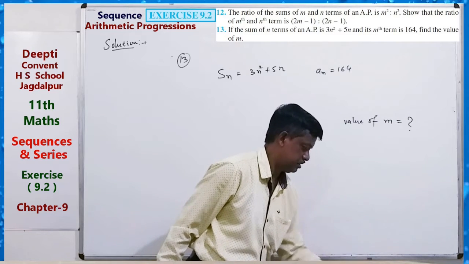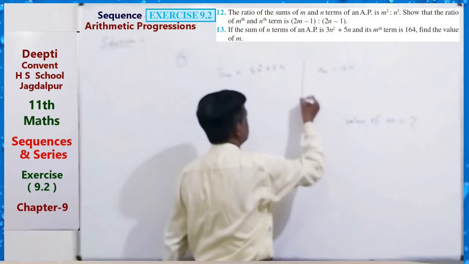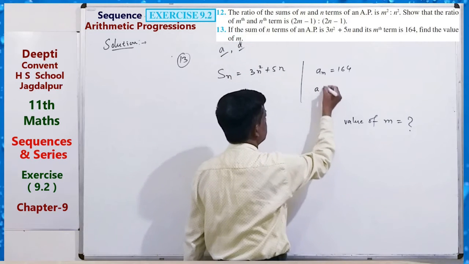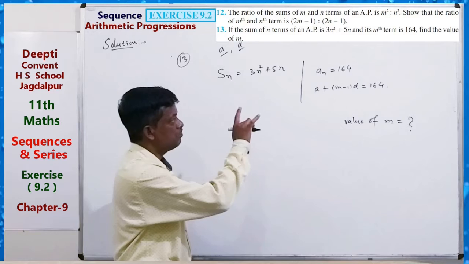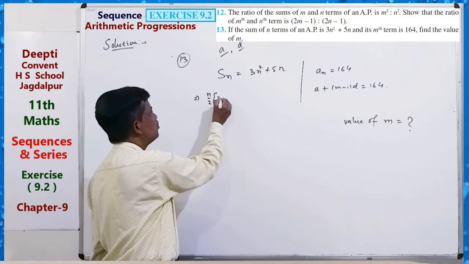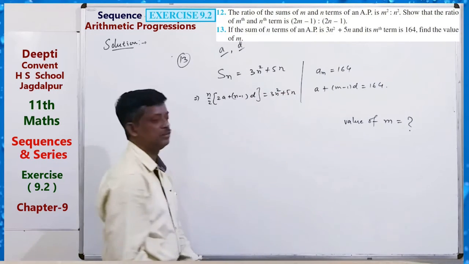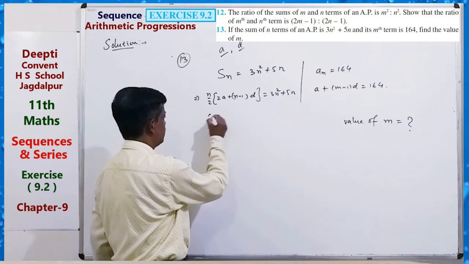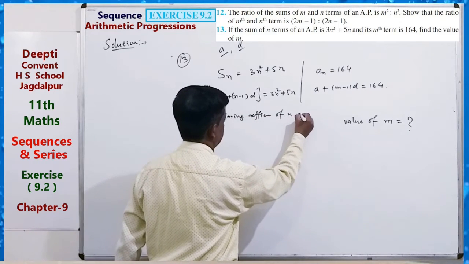Okay, so this is very simple. We can find how. Am equals what? If the first term is A and the common difference is D, then we can write A plus m minus 1 into D equals 164. For finding the value of m, we require A and D. So from here we can get the values of A and D. So Sn means n by 2 into 2A plus n minus 1 into D equals 3n square plus 5n. So very simple as previous questions. Just multiply it and compare, comparing the coefficients of n and n square.